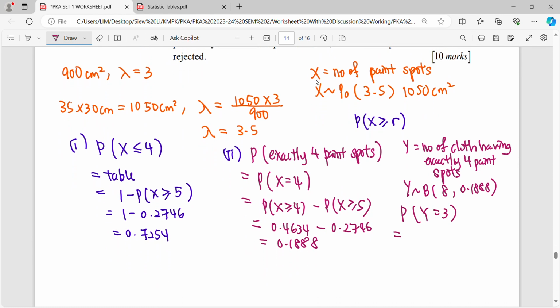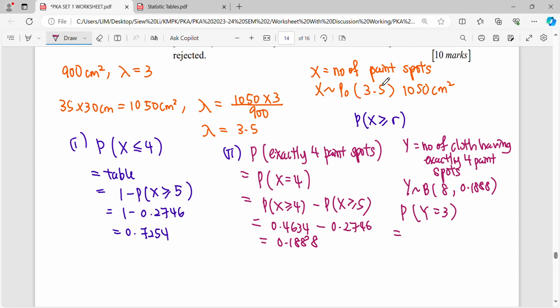So in binomial, with the probability 0.1888, we don't have that table. So we can only calculate by formula. Using the formula, 8C3, P power 3, Q power 8 minus 3. So what is your Q? 0.8112. So you will get 0.1324.